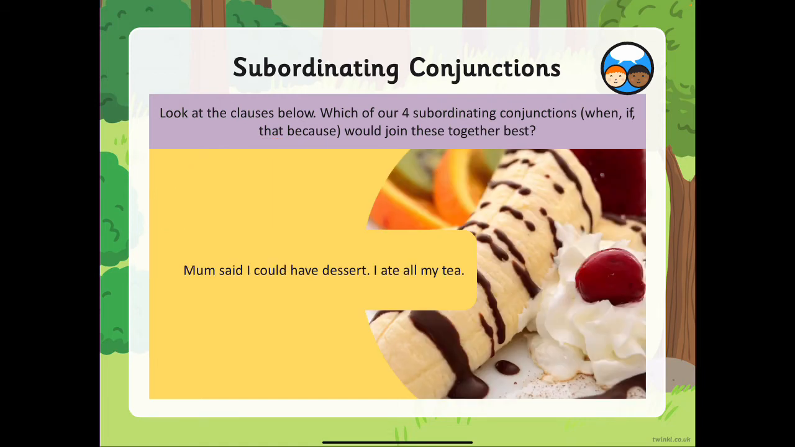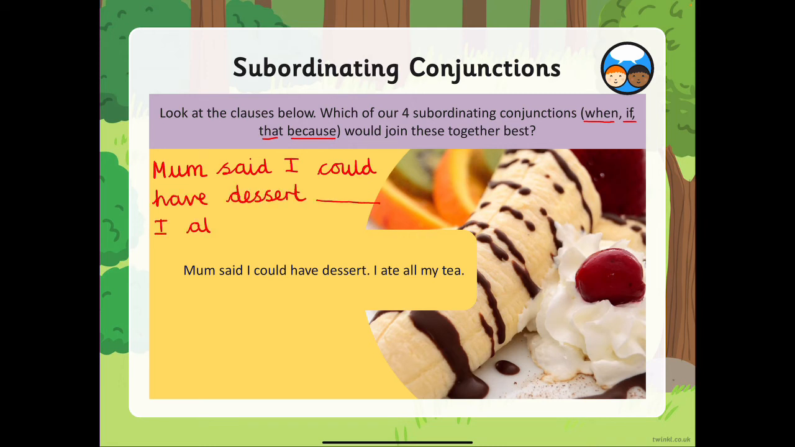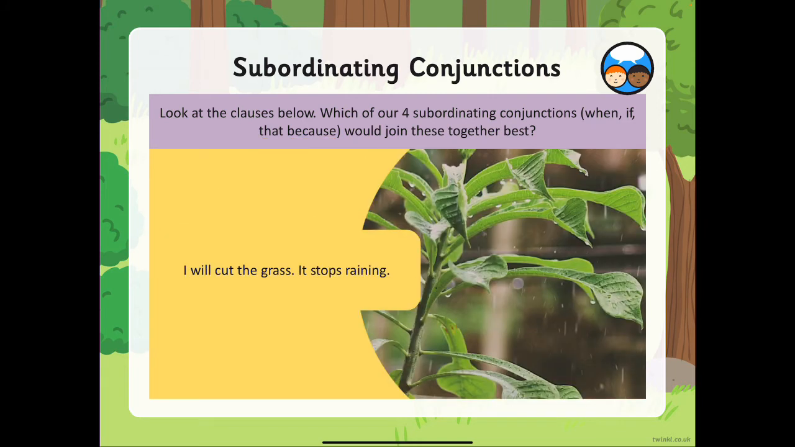Look at the clauses below. Which of our four subordinating conjunctions, when, if, that, because, would join these together best? Mum said I could have dessert. I ate all my tea. Which one shall we choose? When, if, that, or because? If. Well done. Let's try another one.